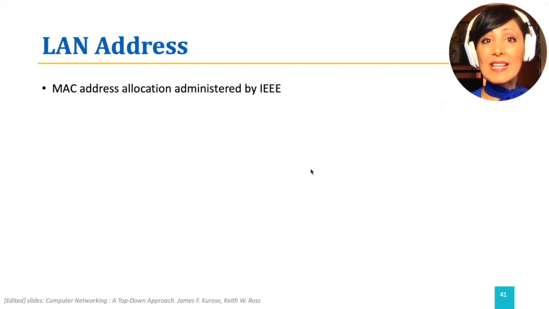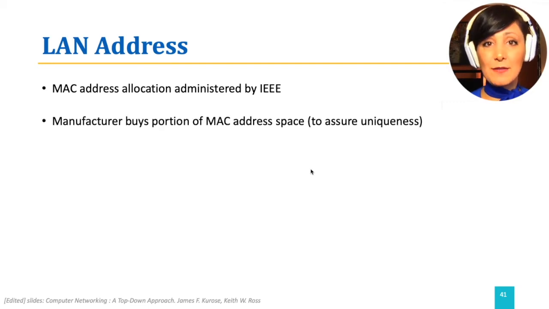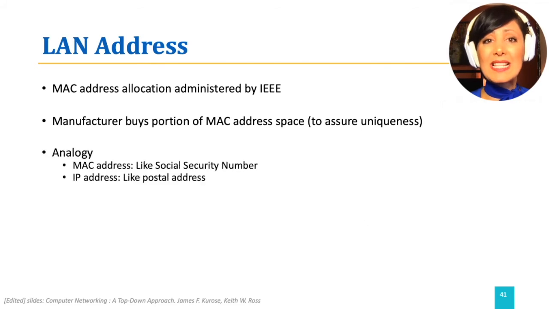To ensure that the assigned MAC addresses to the interfaces are unique, each manufacturer buys a portion of MAC address space. At this point of the discussion, given we have 32-bit IP address, the question might be, why do we need another address in the link layer? A real-life analogy might be using Social Security Number or SSN, as well as postal address. They have different purposes, but they are both associated with the same person.